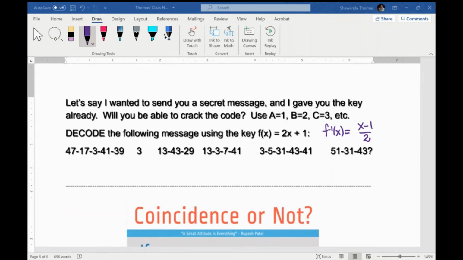Do I need to work that one out for anybody? How to find the inverse function? Speak now if you need me to work it out. Raven, you say yes or no? I saw your mic. I said no. Well, somebody said yes. Okay, somebody said yes. All right, let's do it.